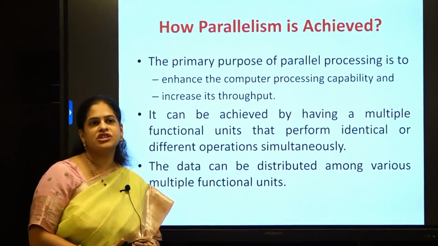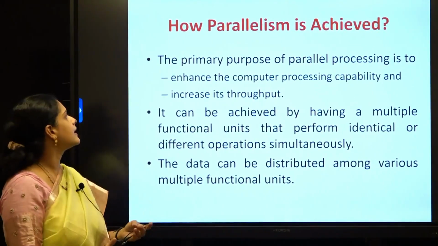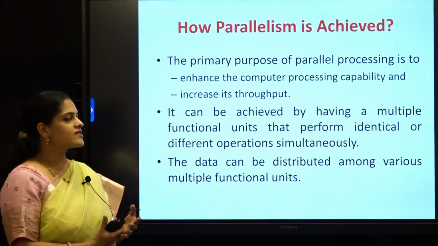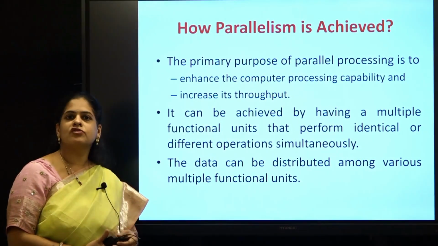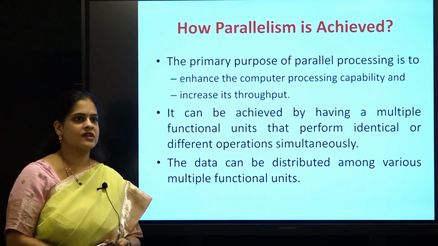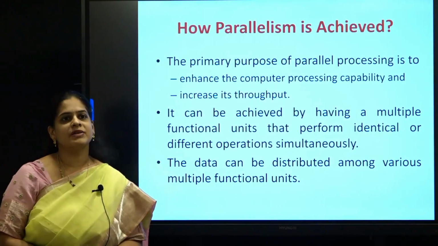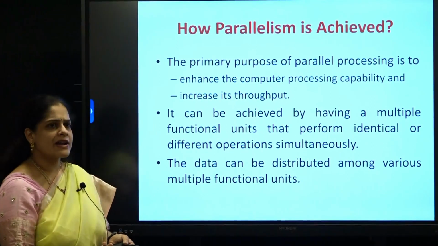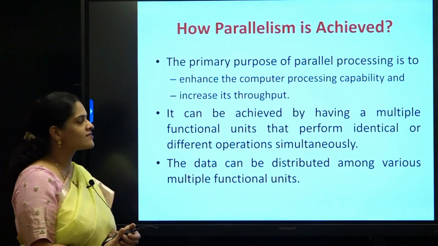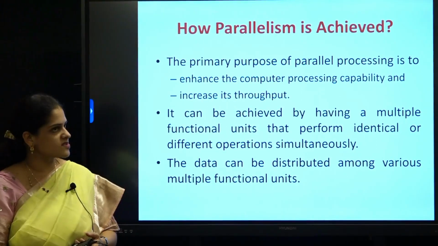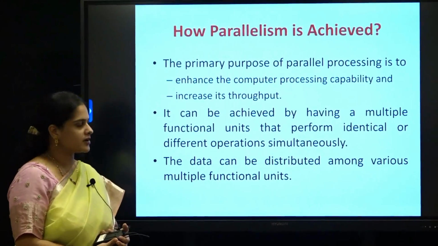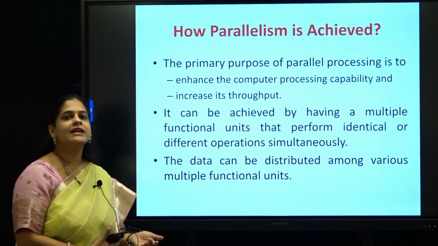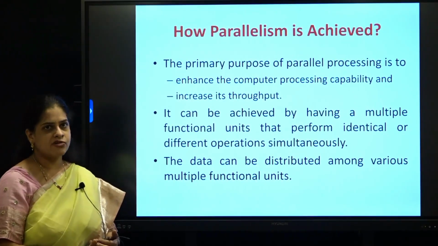Now how can we achieve this parallelism? We are saying that parallelism can be implemented: you can execute multiple instructions in parallel, so that the throughput of your system increases. But how can that be achieved? The main purpose of a parallel processing environment is to enhance the processing capability of your computer system and increase its throughput, and it can be achieved by having multiple functional units present internally in your hardware.